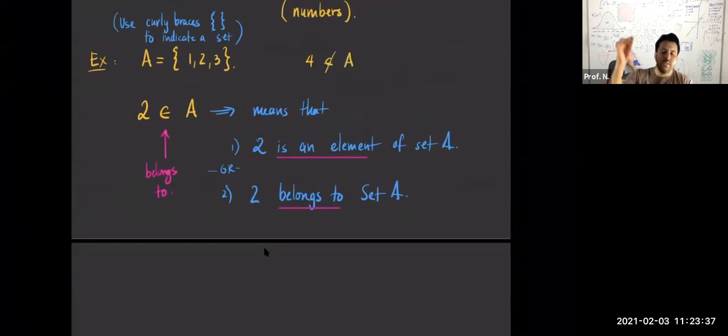You can just literally write the same symbol, but just a slash through it. And that tells you that 4 is not an element of A. So you can say this means does not belong to.